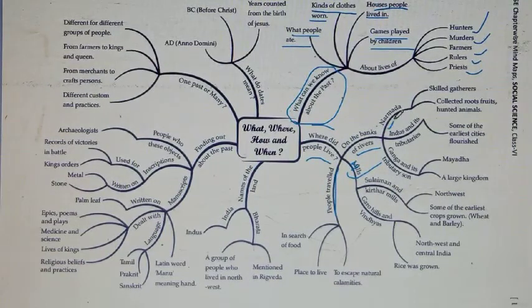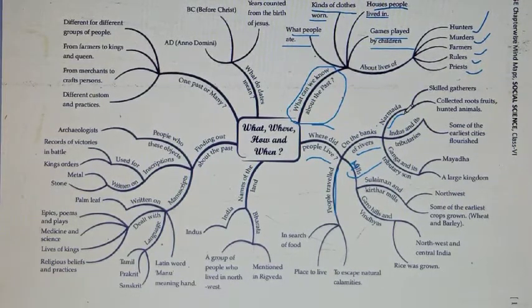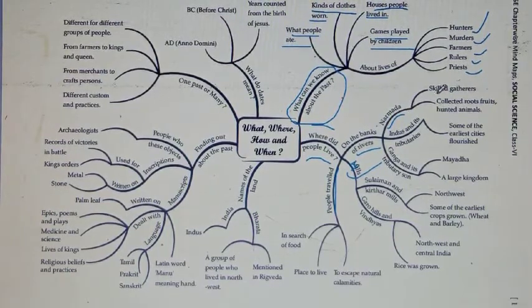So on the bank of river Narmada. Okay, we are having the river Narmada. On the bank of the river the people were living, and they were skilled gatherers, meaning they were collecting food items, honey, and other things.